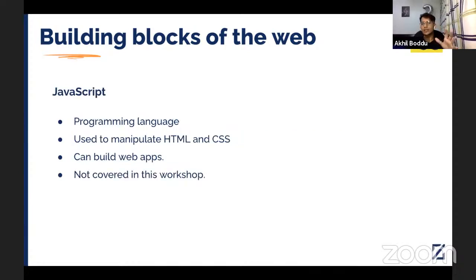And then there's JavaScript, right? JavaScript is essentially a programming language. If you're doing CS, I'm sure you guys have come across C, C++, Python, Java, and so on. Similarly, JavaScript is also a programming language. And essentially the job of JavaScript is to manipulate HTML and CSS, right? And it helps us build web applications.